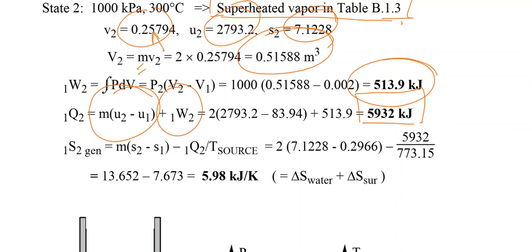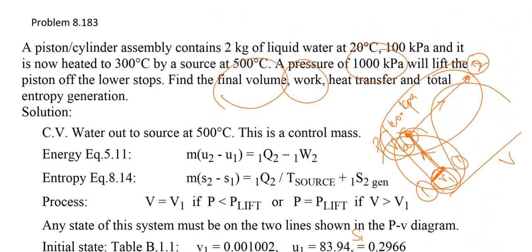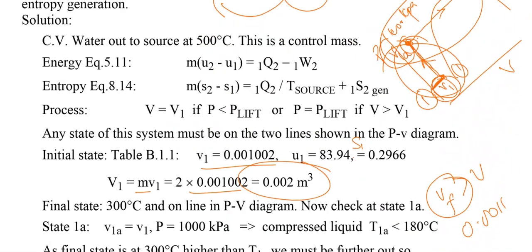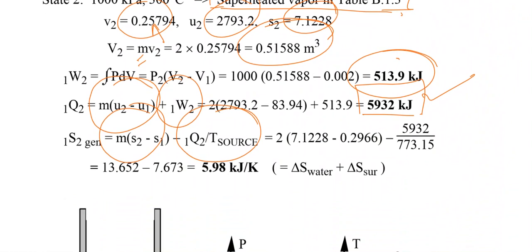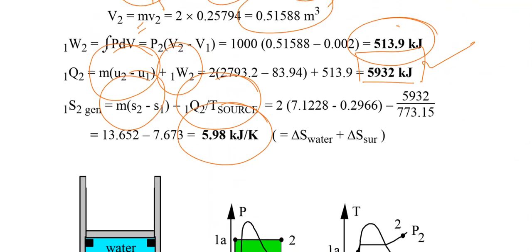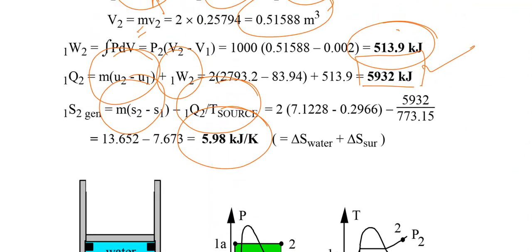As discussed, the total entropy generation will be equal to the total entropy change minus the entropy of the system. We have already got S2 and S1, and minus the entropy of the surroundings, which is Q. We have already got Q from here, and we have the source temperature, which is 500 degrees centigrade. So Q divided by the source temperature, we can get the entropy generation, which is 5.998 kilojoule per kg K. And so the entropy of the system and surrounding is greater than zero.